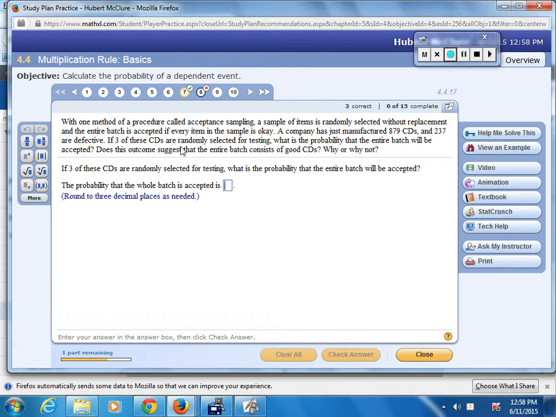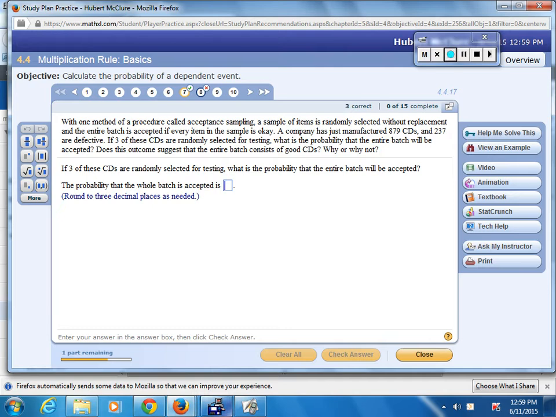And it says, and 237 are defective. If 3 of these, so in each box you're going to pick out 3 CDs. Each one of the 3 has to be what? Good in order for it to go to Walmart or Target. If one of them's bad, then they go back to wherever they're being made, and somebody gets fussed at. Or a problem with the machine, or somebody's not turning them over, or something. Something is happening to make one of those 3 bad. And if one of those 3 are bad, then the whole batch is probably bad.